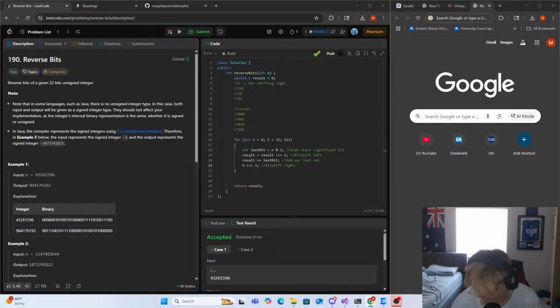Bit shift left. Sorry guys, I'm just writing this down. Add our last val. And then we bit shift right.